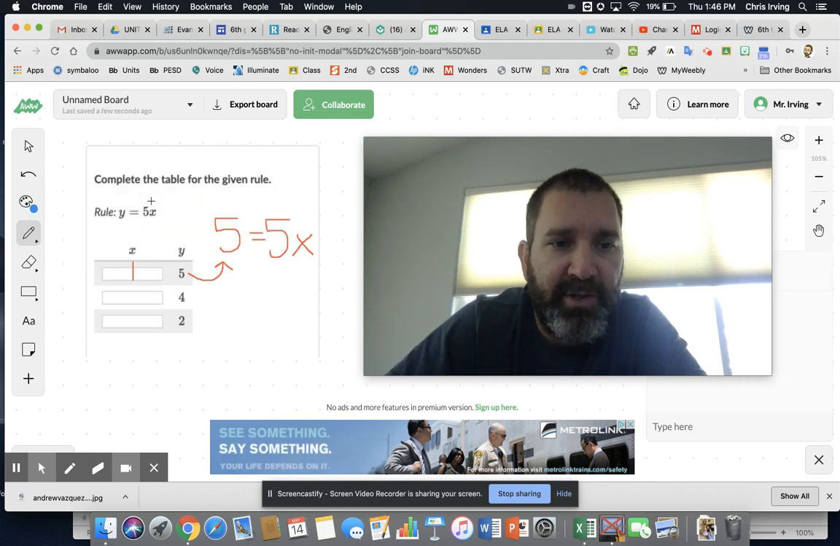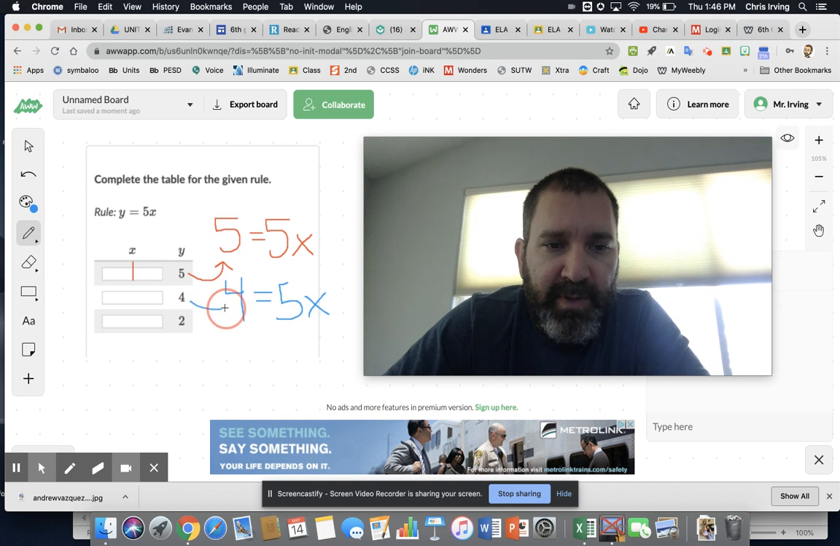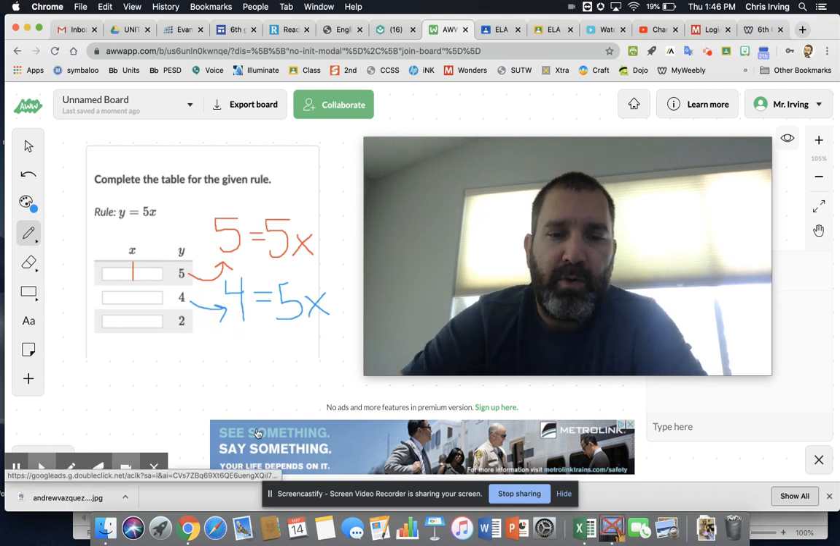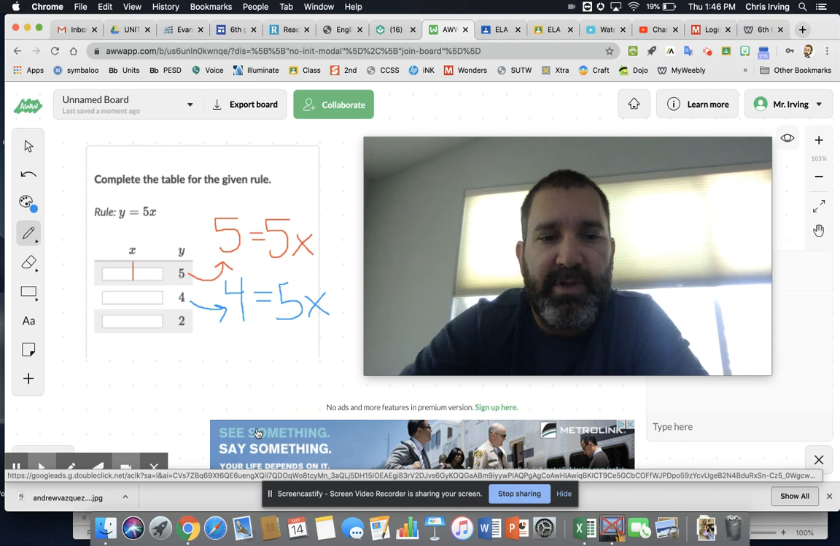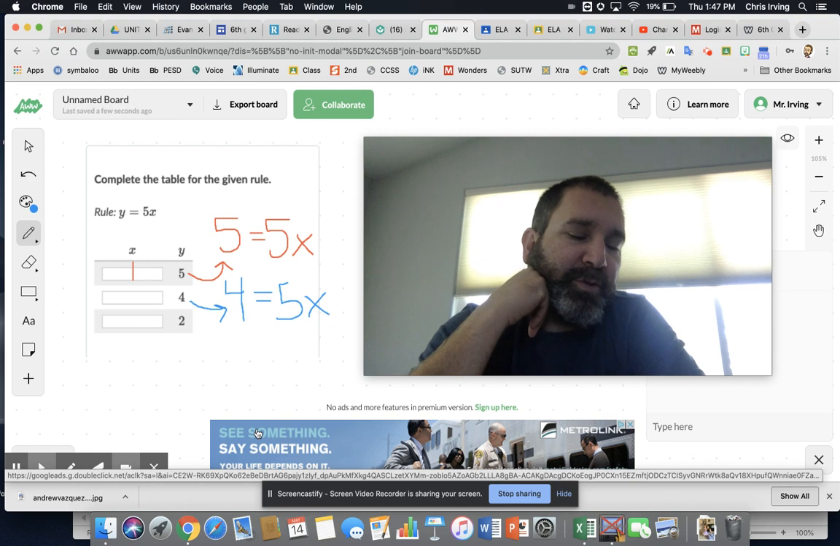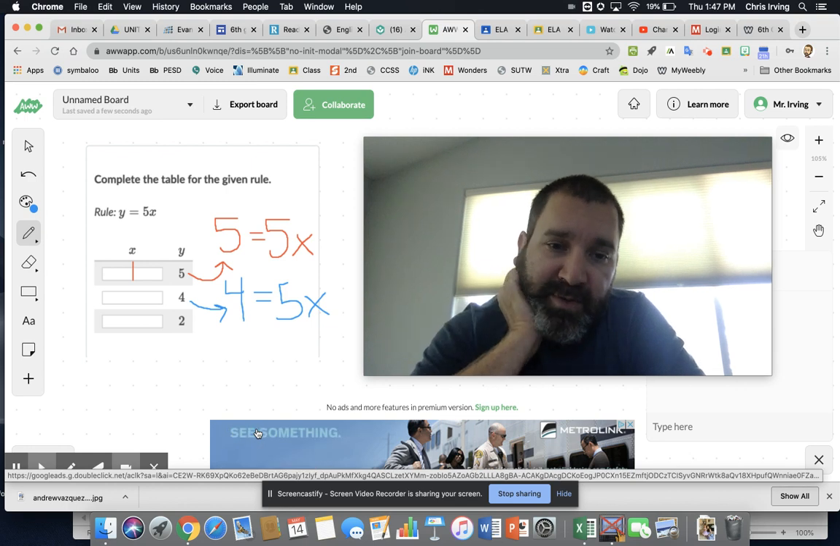If I switch colors here, let's try the next one. You can see right here that now y is going to be 4. So in the exact same equation right here, I'm going to substitute the y and put a 4 there. 4 equals 5 times x. Okay. So again, 4 has been substituted into the equation. All right. Well, the way we look at this now is we say, okay, well, 5 times something is 4. So you're probably thinking from your multiplication tables, well, 5 times nothing is 4.